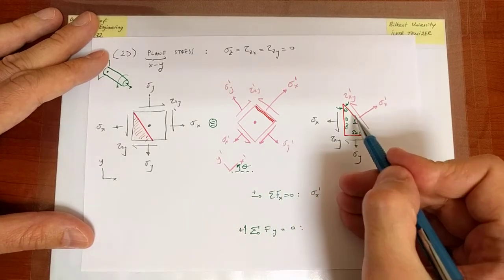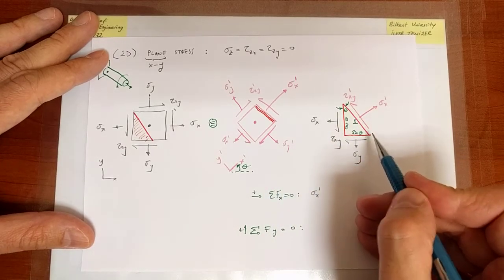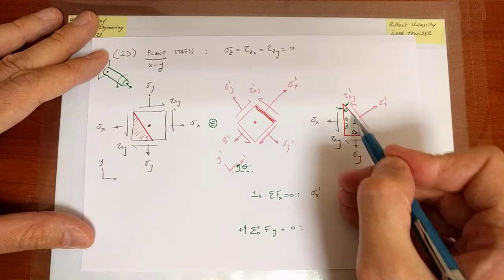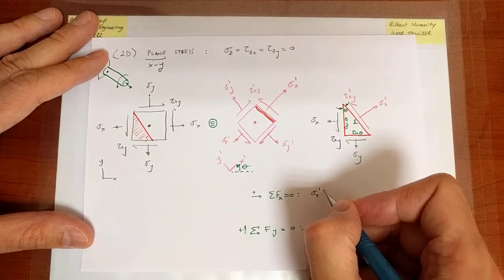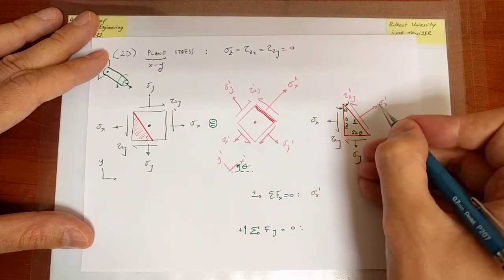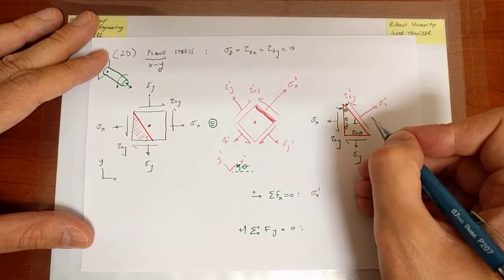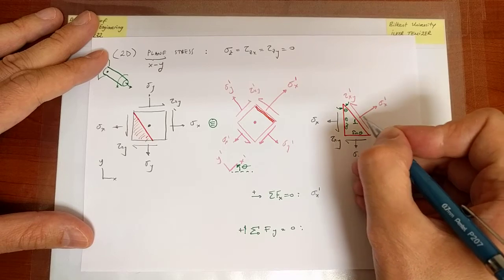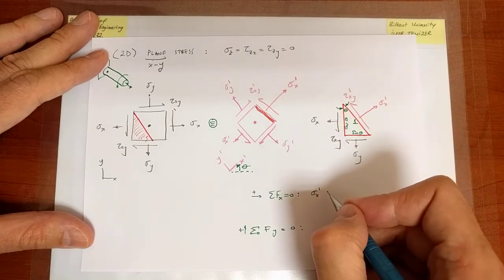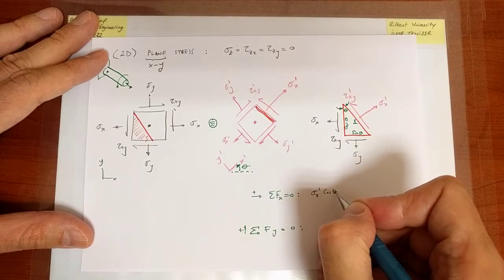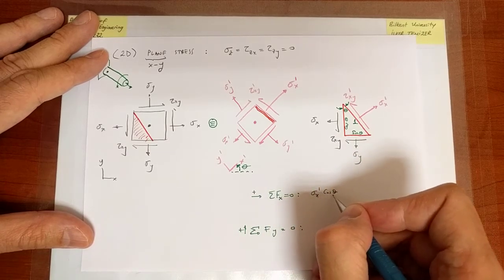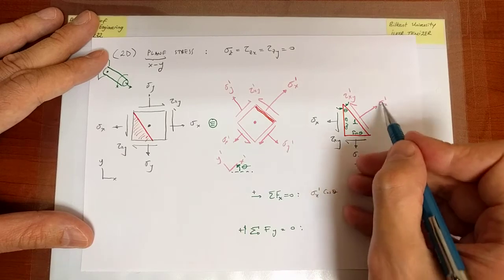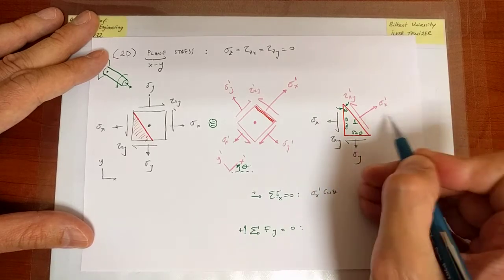We have to multiply it by the area. It acts on an area of length 1 and the thickness is 1. So 1 times 1, the area is 1. But the orientation is not along the x-axis, so I need to take its component along x. And that is cosine theta, because if theta is 0, it's along the x-axis. So the area is 1, but the cosine theta takes into account the component of the force along the x-axis.